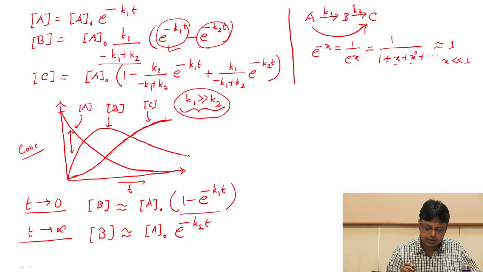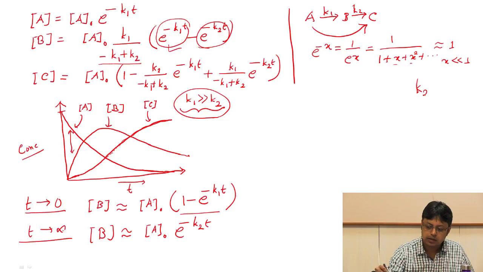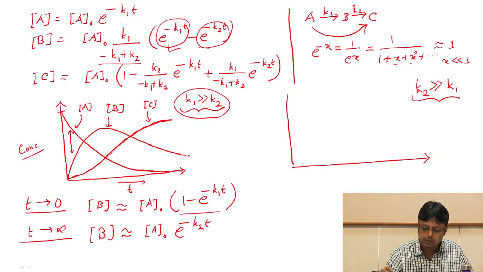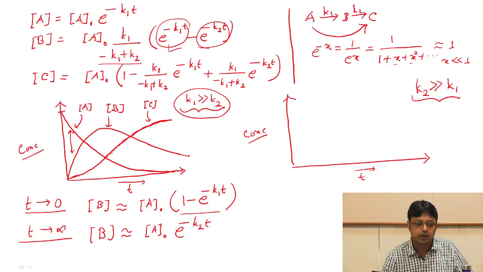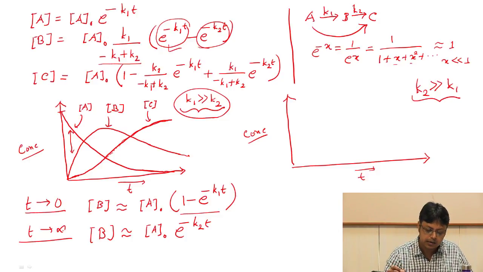So these are basically the two limits for this condition, but we can also think about when K2 is much greater than K1, and then we'll see that there is a very interesting situation. If K2 is much greater than K1, let me first plot it, and then quantitatively try to describe why the nature of the curve is like that.